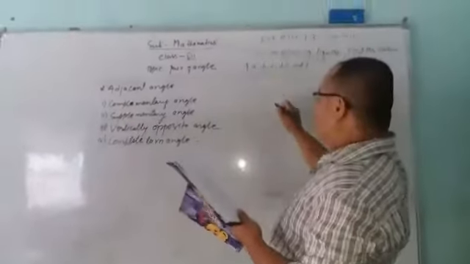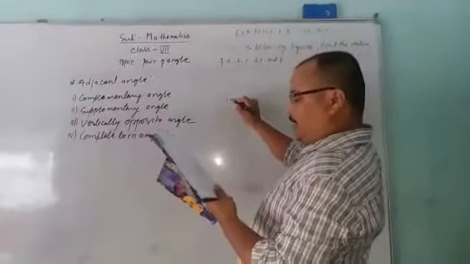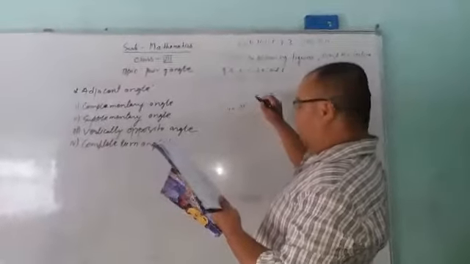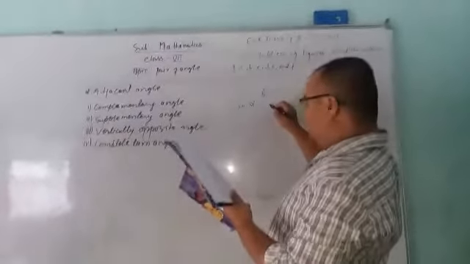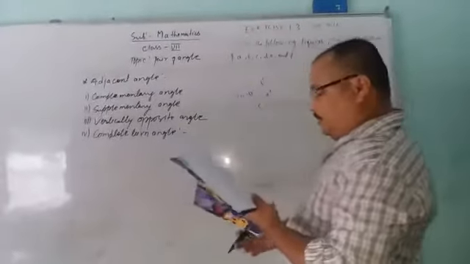Here is one of the questions like this. 2a minus 50 degrees is equal to b degrees. Here is the a degree. Here is the c degree. So my dear students, see the figure.